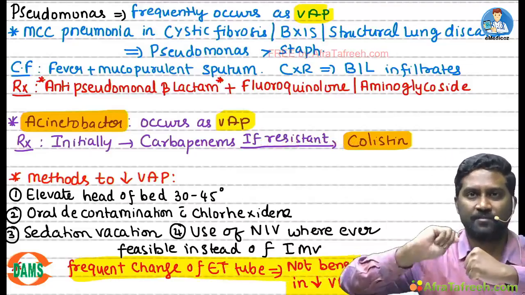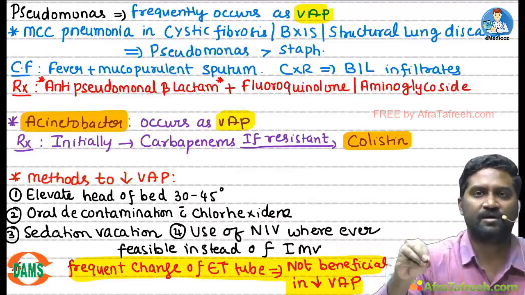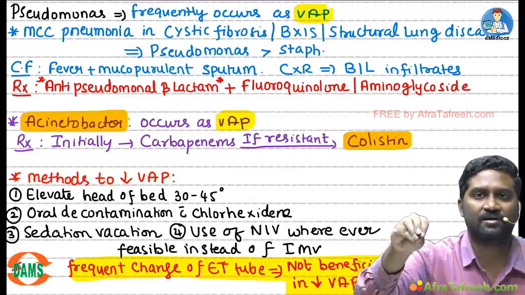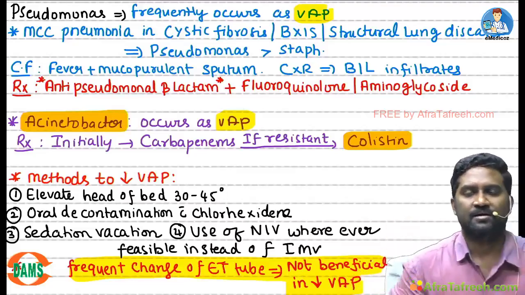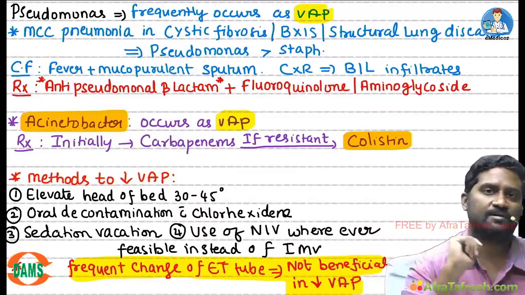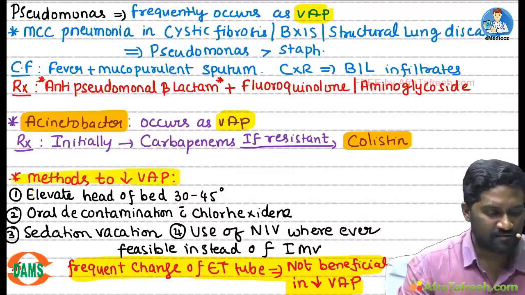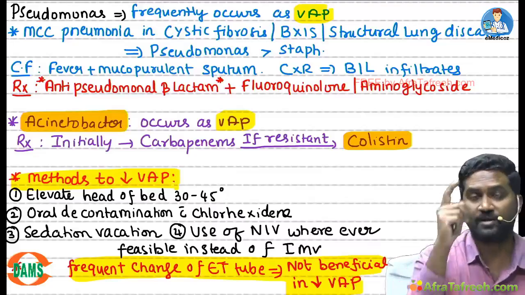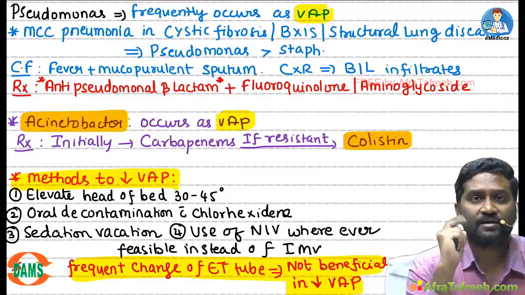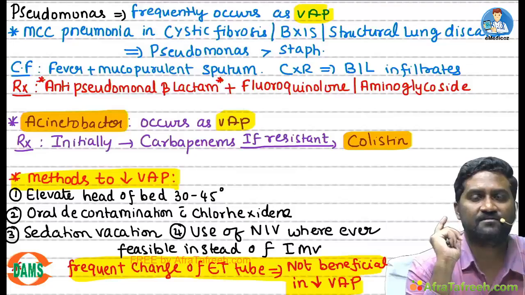Each and every time you put a new endotracheal tube, you yourself are causing organisms from the oral cavity to go into the lung. Each time you put a new endotracheal tube, you are pushing some oral secretions into the lower respiratory tract. So what will be the methods to decrease ventilator associated pneumonia? Elevate the head of the bed 30 to 45 degrees. Oral decontamination with chlorhexidine. Sedation vacation. Use of NIV wherever feasible instead of IMV. Frequent change of endotracheal tube is not beneficial in reducing VAP.